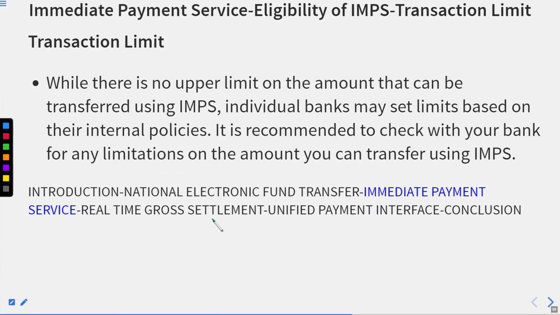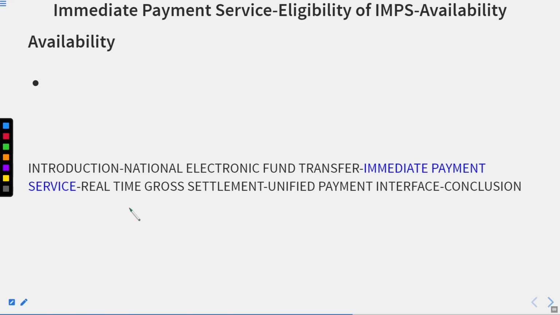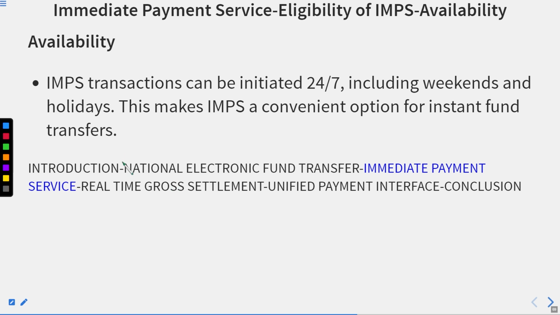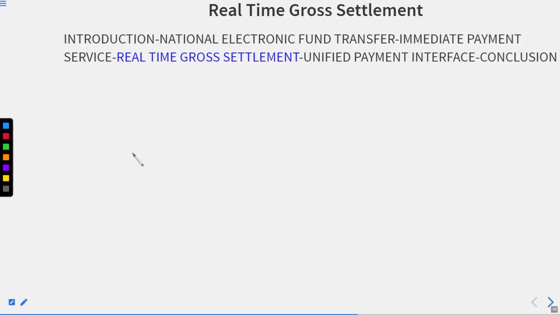Transaction limit: there is no upper limit on the amount that can be transferred using IMPS, but individual banks may set limits based on their internal policies. It is recommended to check with your bank for any limitations on the amount you can transfer using IMPS. Usually rupees 2.50 lakhs is the highest denomination the bank puts while you are using IMPS. Availability: IMPS transactions can be initiated 24/7, including weekends and holidays. This makes IMPS a convenient option for instant fund transfers.